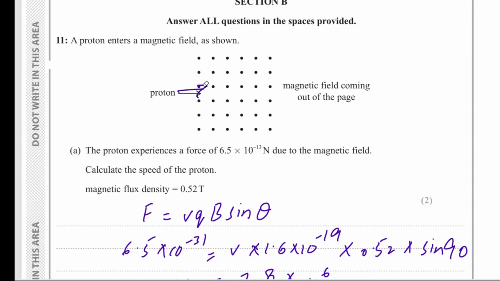So, we just need to apply Fleming's left-hand rule over here. You can see that the proton is moving in this direction, so take the direction of current to be like this, right? Magnetic field is something like out of the paper, right? So, you just need to use FBI.